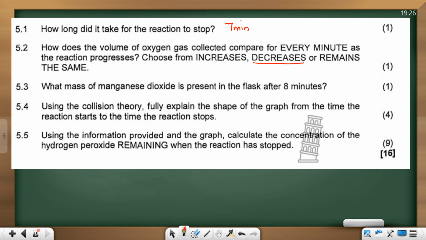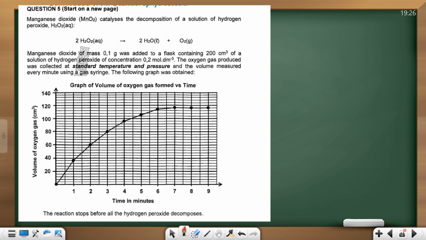What mass of manganese dioxide is present in the flask after 8 minutes? 1 mark? I'm sure it's not. What mass? Yes, this one is the lovely one. What mass of manganese, not hydrogen peroxide, manganese? Okay, I've got a 0. Fatima says 0. Muhammad says 0.1.